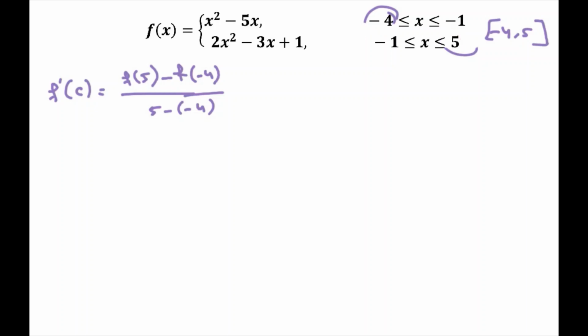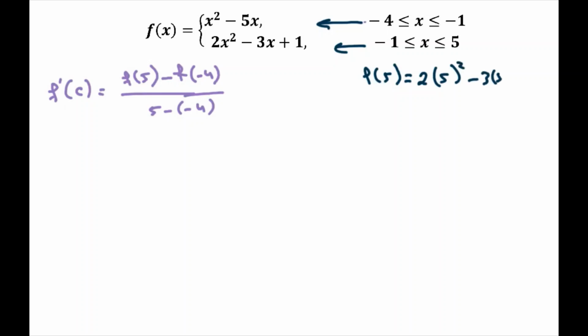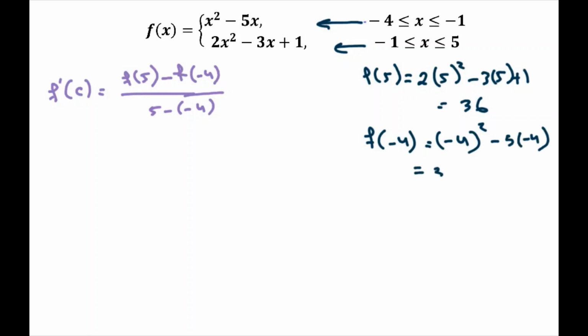For f(5), we are going to substitute 5 here. We will substitute -4 here. So f(5) will be equal to 2 times 5 squared minus 3 times 5 plus 1, which is equal to 36. For -4, it is -4 squared minus 5 times -4, which is also 36. So now you're going to say here it equals 36 minus 36 over 9, that's equal to 0.